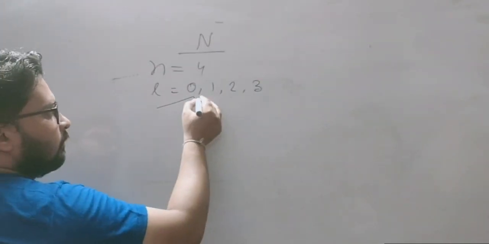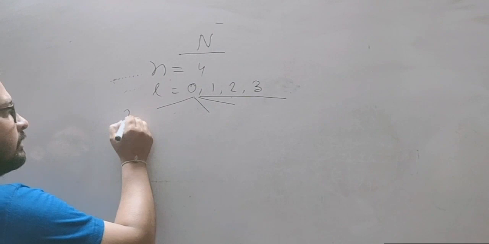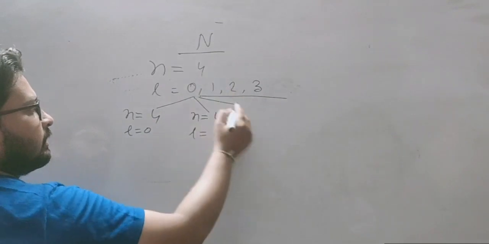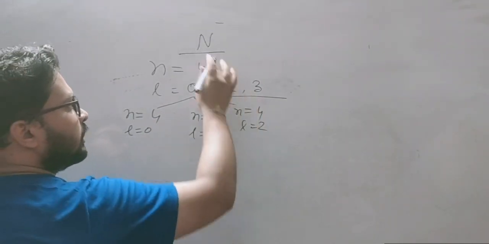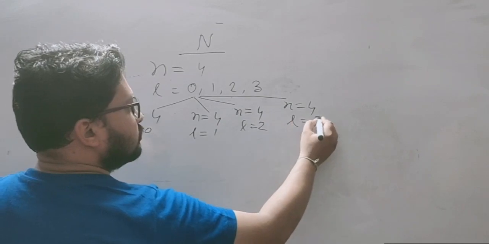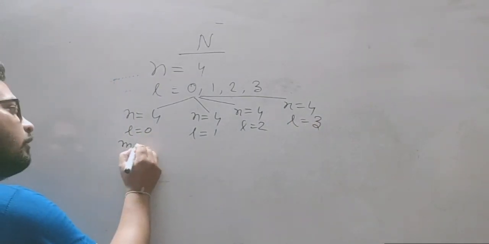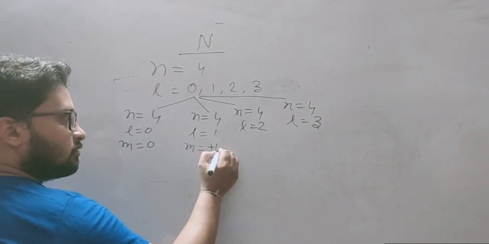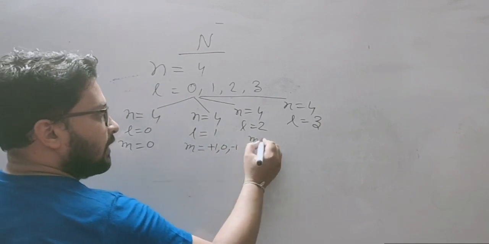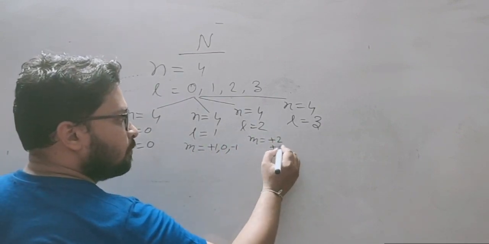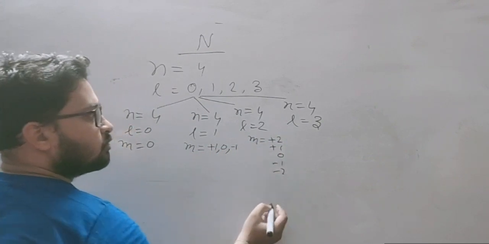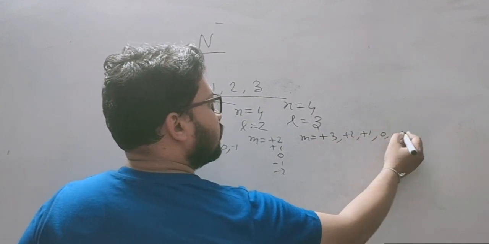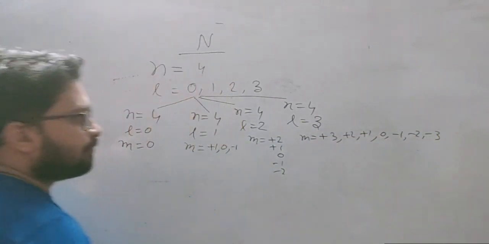Now we can classify into 4 categories, where n is equal to 4 and l is equal to 0, 1, 2, and 3. For m: l is 0 gives m is 0. l is 1 means plus 1, 0, minus 1. l is 2 means plus 2, plus 1, 0, minus 1, minus 2. l is 3 means plus 3, plus 2, plus 1, 0, minus 1, minus 2, minus 3.